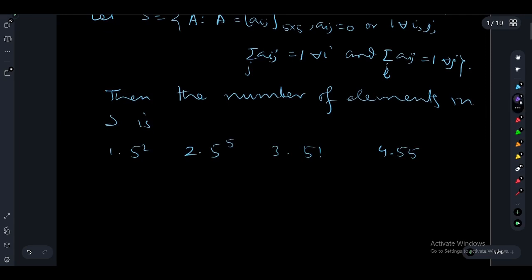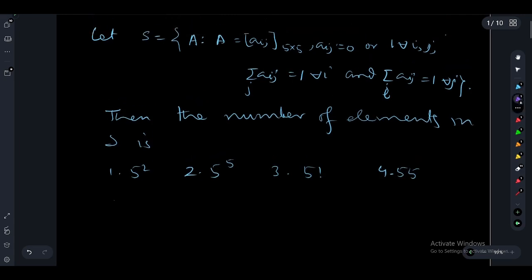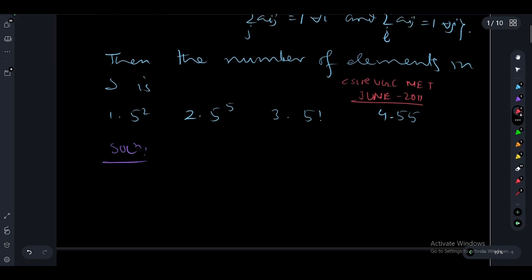Solution. This is a question from CSIR UGC NET, June 2011. So this is the CSIR UGC NET June 2011 question. Solution.